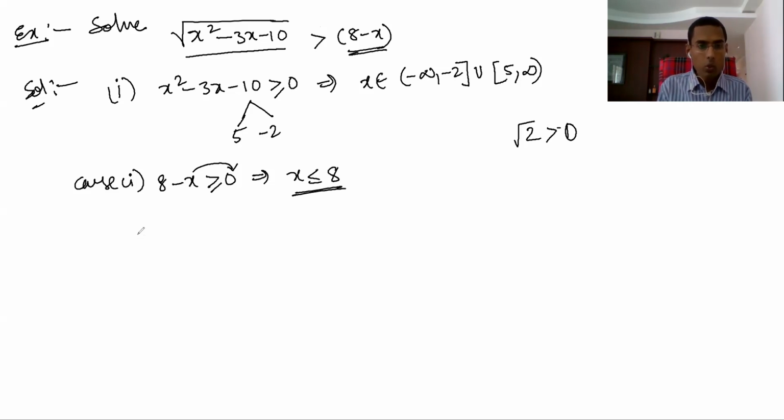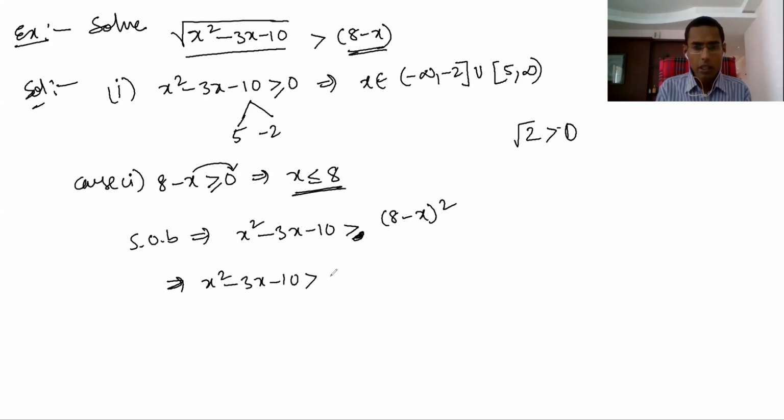Now if you square on both sides for the inequality, that's going to be x square minus 3x minus 10 greater than 8 minus x whole square, squaring on both sides. So that is x square minus 3x minus 10 is greater than x square minus 16x plus 64. So x square you can cancel on both sides, and then the 16x comes here. This is 13x, 16x minus 3x, and this is going to be greater than 74. So x is going to be greater than 74 by 13.